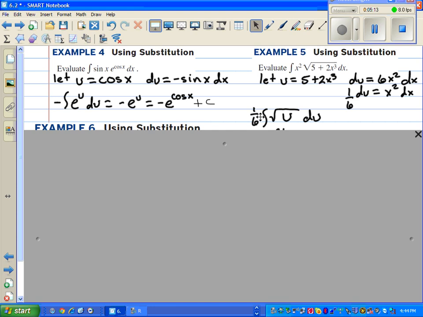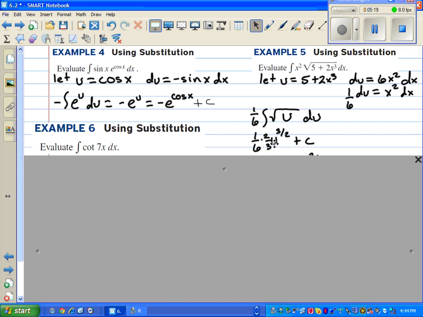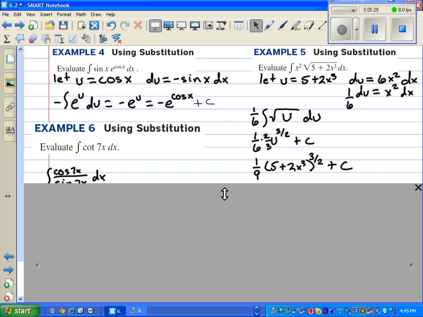1/6 is on the outside, u is under the radical, and we know what the antiderivative of the radical is. It's u to the 3/2 times 2/3, and the 1/6 just kind of follows it along, and then we have plus c. Well, when we simplify a little bit, we get 1/9. 2/6 becomes 1/3. 1/3 times a third is 1/9.